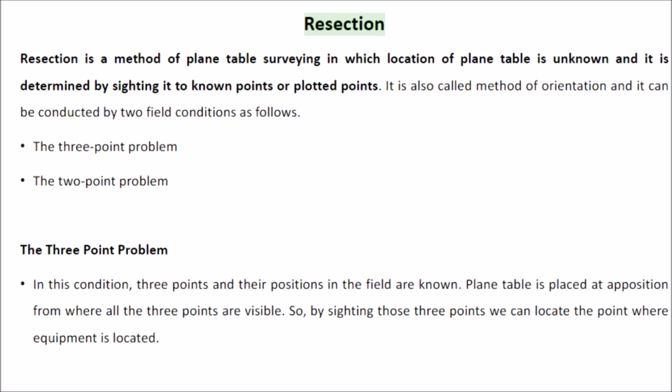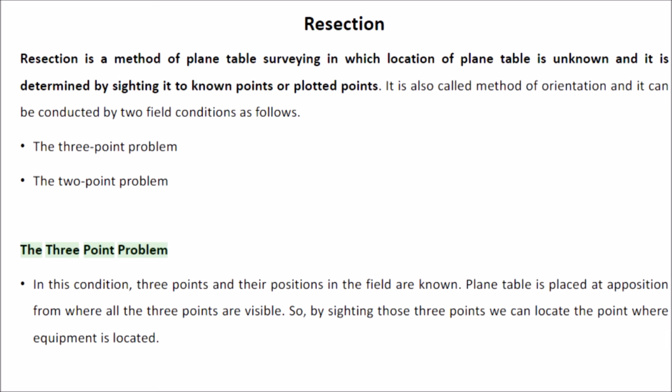Resection. Resection is a method of plane table surveying in which the location of the plane table is unknown and it is determined by sighting it to known points or plotted points. It is also called the method of orientation, and it can be conducted under two field conditions as follows: the 3-point problem and the 2-point problem.